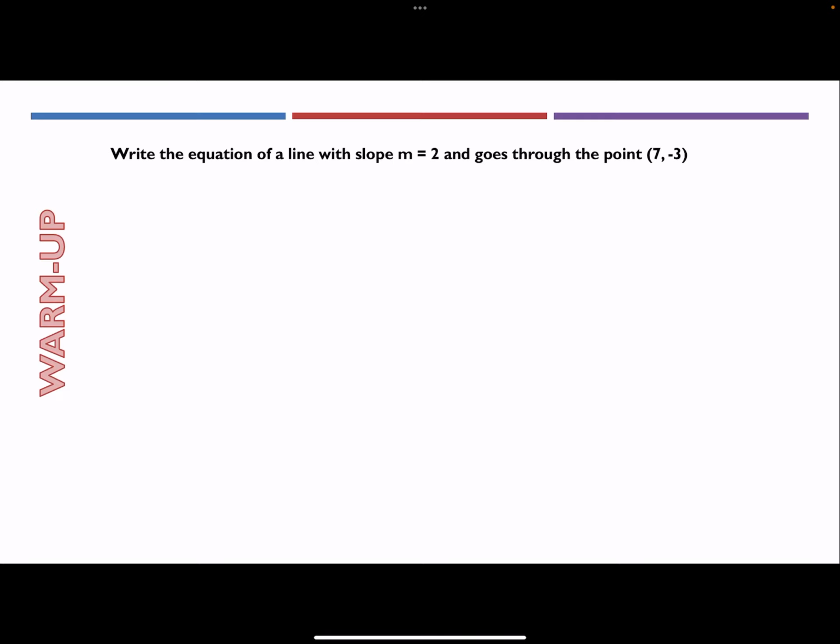All right, so now that you've tried this problem, let's talk through it. We want the equation of a line with slope 2 and that goes through this point. So we've talked about y = mx + b, and using the information that we've been given to plug in to what we call slope-intercept form.